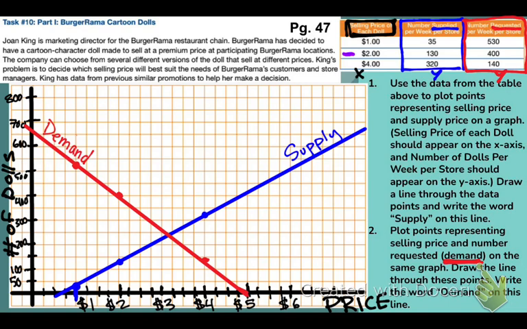You seem a little off. So the $1 is going to be 530, so it should be a little bit higher there. Use the ruler. Thank you. This one will be at 400, so that's up. Okay, so we have 2 lines. One is for supply and one is for demand.